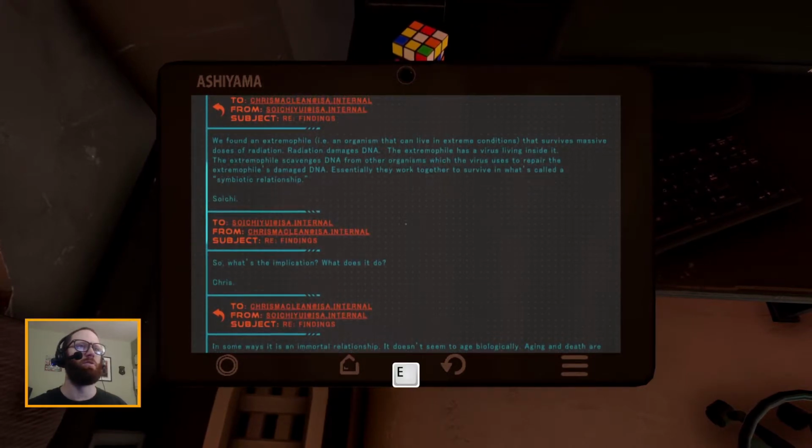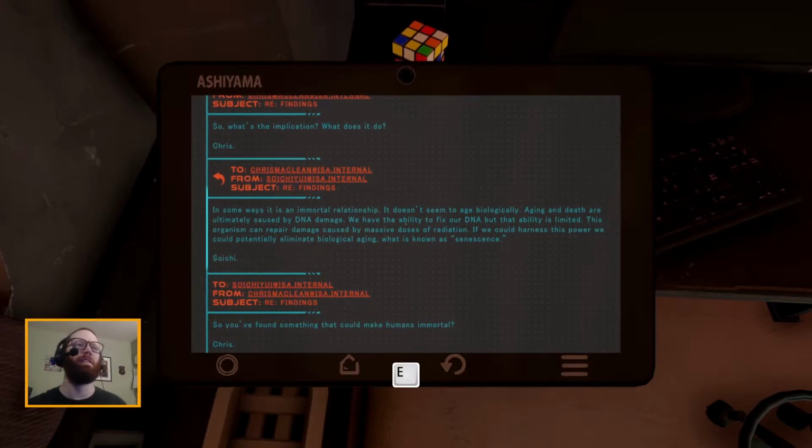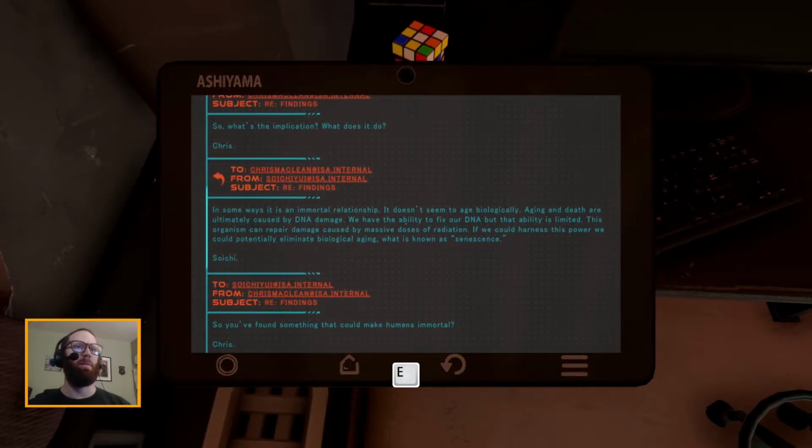So, what's the implication? What does it do? In some ways, it is an immortal relationship. It doesn't seem to age biologically. Aging and death are ultimately caused by DNA damage from the telomeres. We have the ability to fix our DNA, but that ability is limited. This organism can repair damage caused by massive doses of radiation. If we could harness its power, we could potentially eliminate biological aging, what is known as living forever.